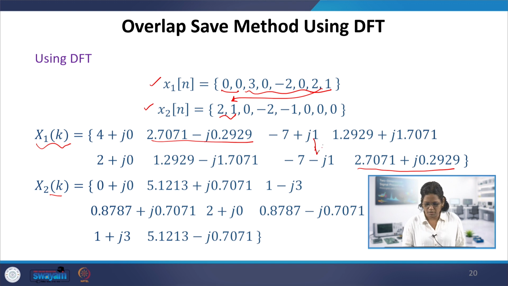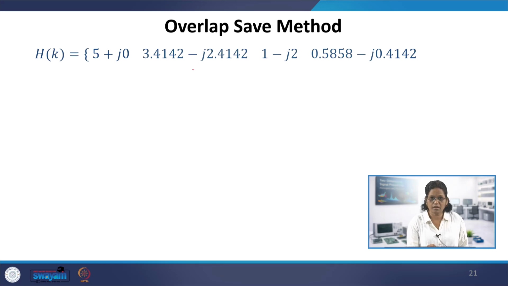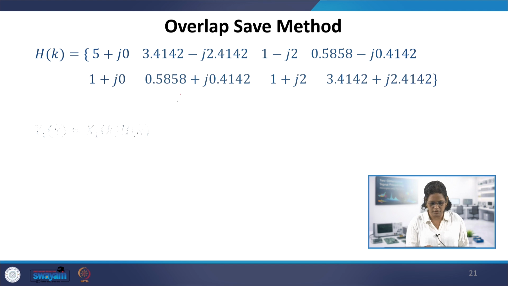So these complex conjugates you can observe, and this is the center one. You can see the redundancy of this DFT in X1[k] and X2[k] also, in the DFT output, as we have learned in the DFT properties. Similarly for X2[k], take the DFT, and then H[k], that is h[n] which we had got, take the DFT of it.